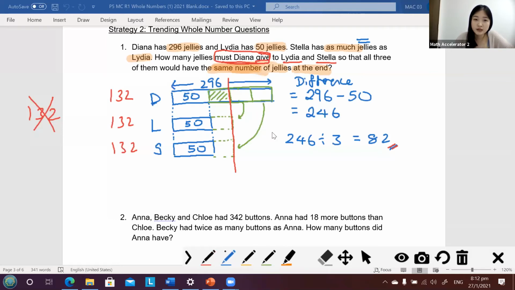Okay, this question is not very clear on whether they want how many jellies must she give to Lydia and Stella both. So I would put 82 because they didn't say how many jellies must she give in total to Lydia and Stella. So I will assume it's 82 and 82 like this, so each of them. Yeah, so it's not very clear, so I will accept 164 also, if you plus them together.